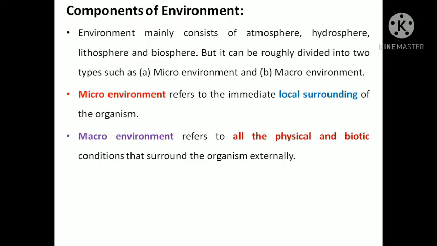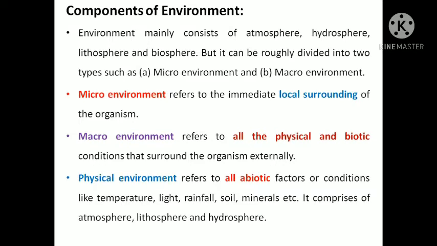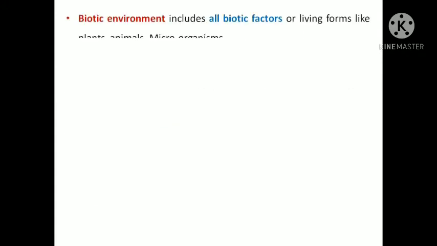What is the physical environment? That means all the abiotic factors or conditions like temperature, light, rainfall, soil, minerals, etc. It comprises the atmosphere, lithosphere and hydrosphere. Now, the biotic environment includes all the biotic factors, all living forms like plants, animals and microorganisms. It comes under the biosphere.